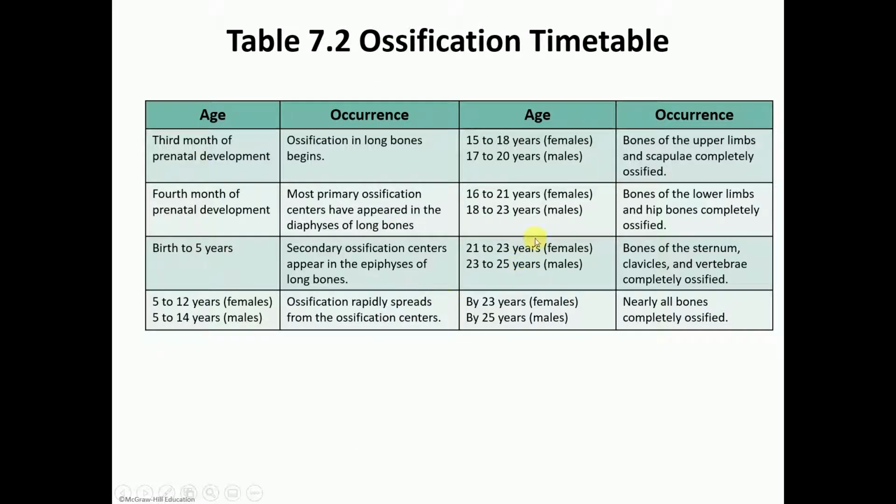Here is a table that shows the different years of when things ossify in the skeleton. It is not something you will be asked about, but I thought it was interesting to know these different numbers. Usually the majority of the class lies in this category right here. So if you're a 23-year-old female or a 25-year-old male, then at that point pretty much all of the bones have been ossified.